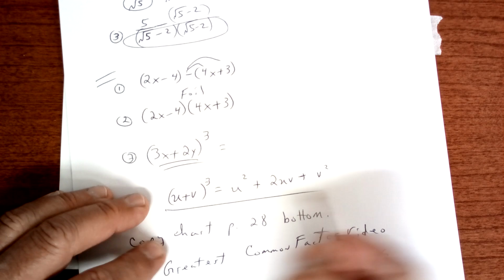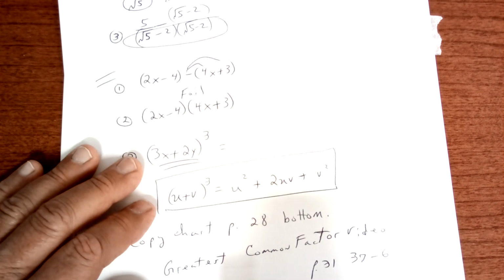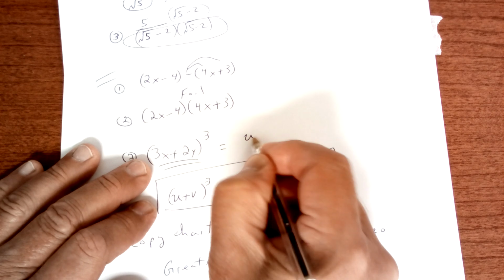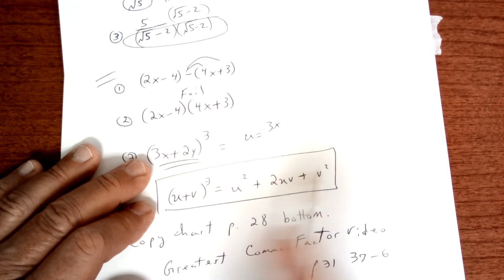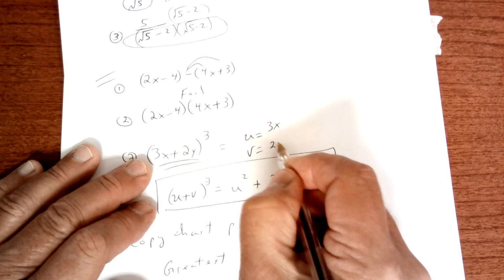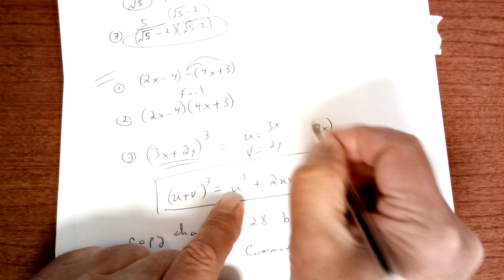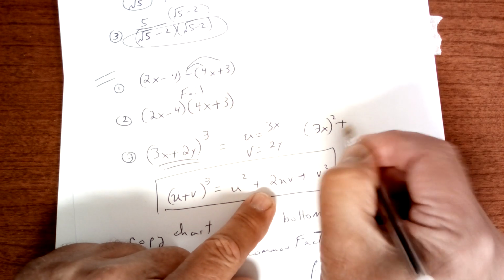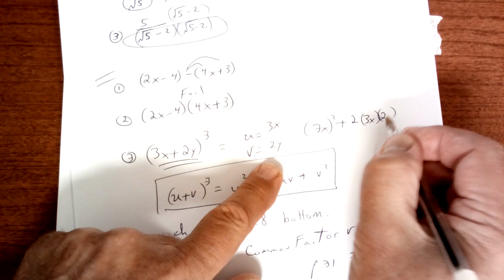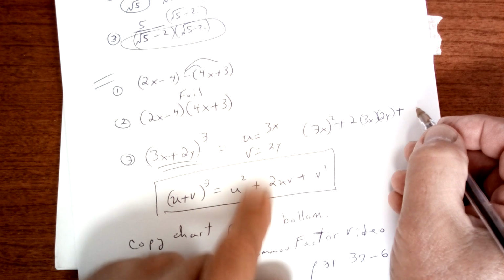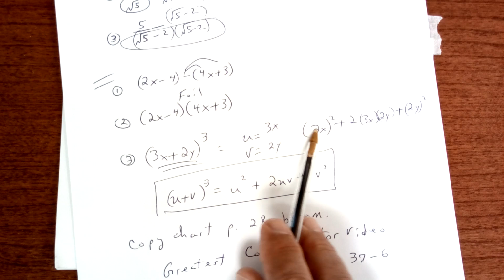You need to try to memorize that. Okay, so this is your u, all of this, the first part. This is your v, the second part. And then you just plug it in. So it's u squared, so it's going to be 3x quantity squared plus 2 times uv, 3x plus 2y, and then plus v squared, which is 2y quantity squared. And then you simplify that, it's going to be 9x squared.